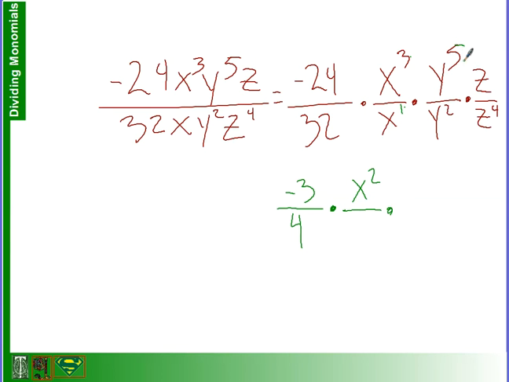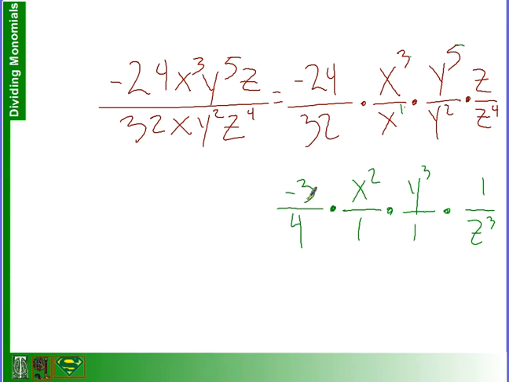So we have y to the fifth divided by y to the second. Do we have more y's in the numerator or the denominator? How many more in the numerator? 3. And finally, do we have more z's in the numerator or the denominator? The denominator. How many more? 3 more. So let's put it back together.